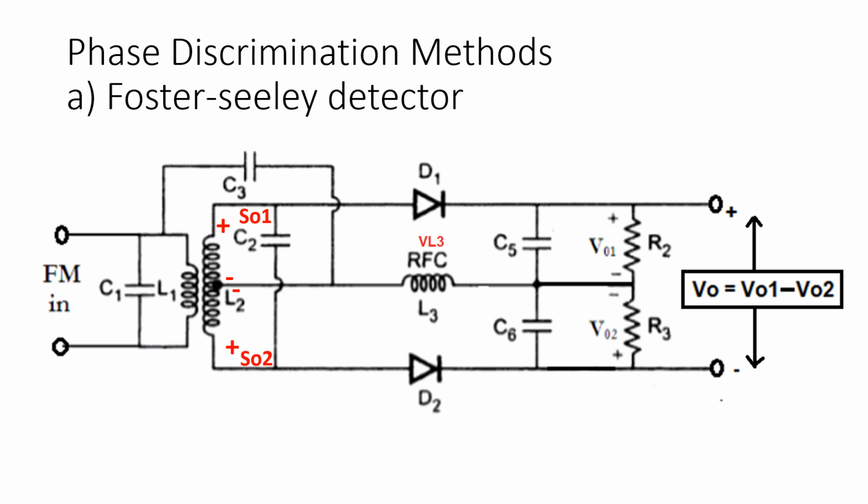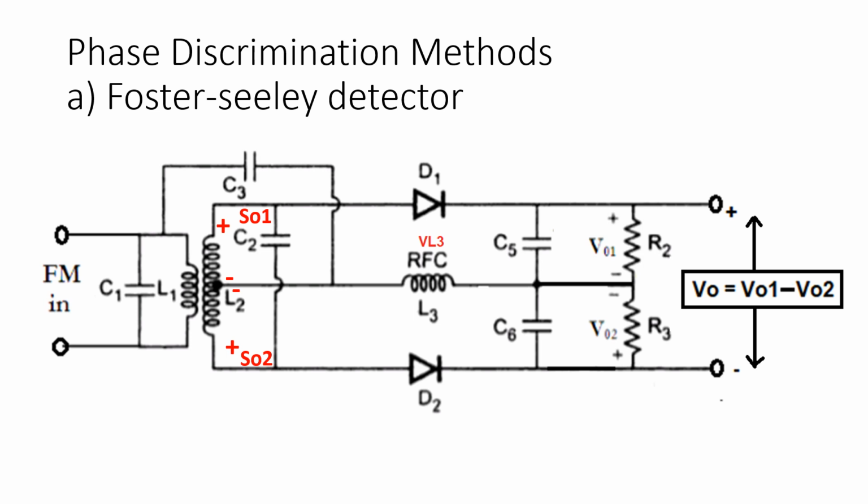This is the circuit diagram for the Foster-Seeley detector or discriminator. It was invented by Dudley E. Foster and Stuart William Seeley in 1936. In the circuit diagram we can see that at the primary side of the transformer, the FM signal is applied.